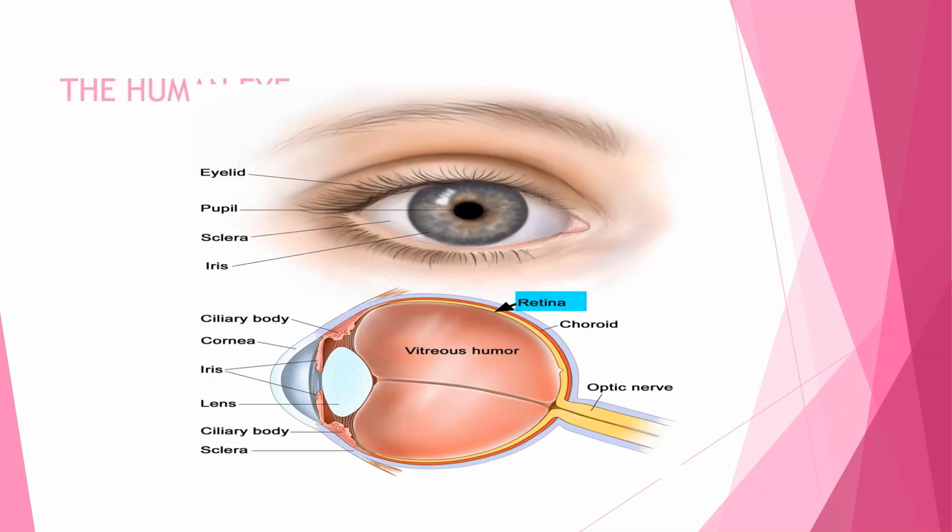Today we are going to talk about the anatomy of the eye. The human eye is the most valuable and sensitive sense organ. The eye is nearly spherical in shape with a slight bulge in the anterior part, and it helps us to see the colorful world around us.